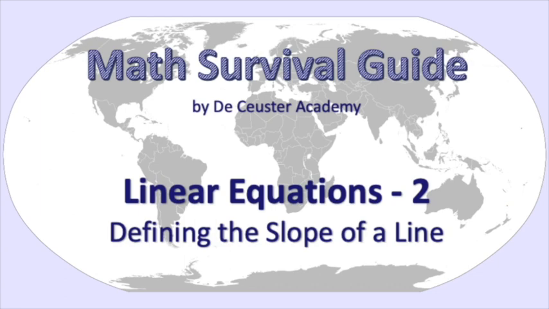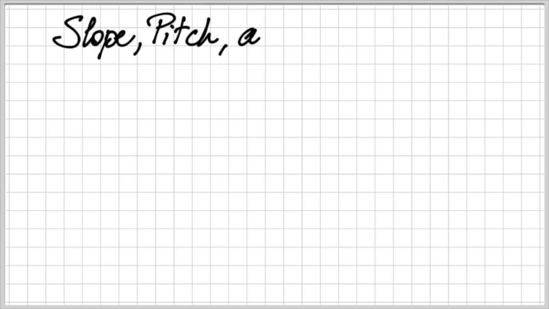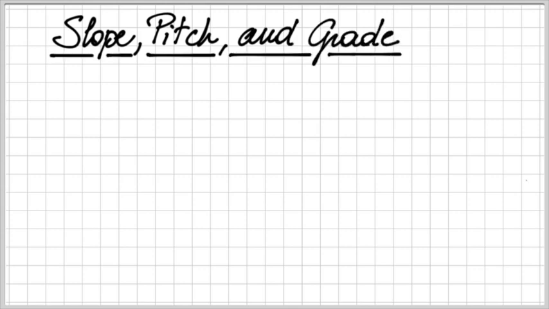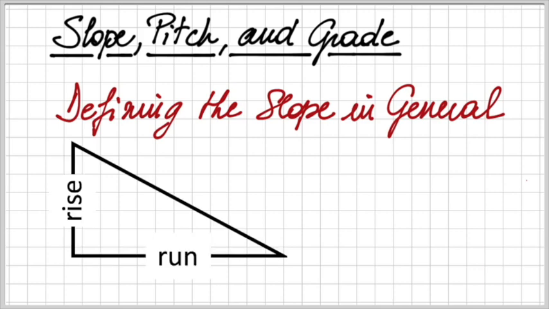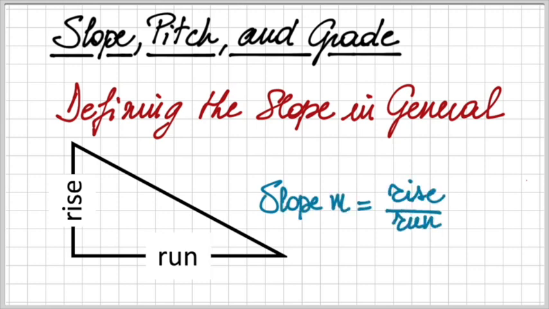So let's have a look at the slope, the pitch, and grade of a line or different applications of it. The definition of a slope in general is defined by two parameters, which are the rise and the run. And the slope can be written as m. Typically, m is the symbol for the slope, and it's rise divided by the run.